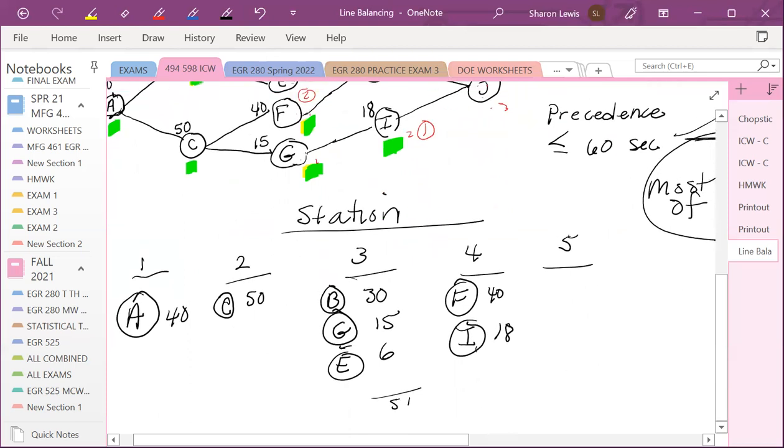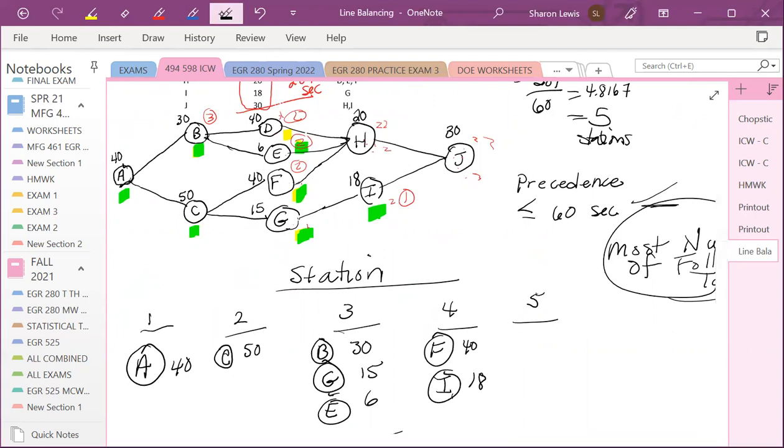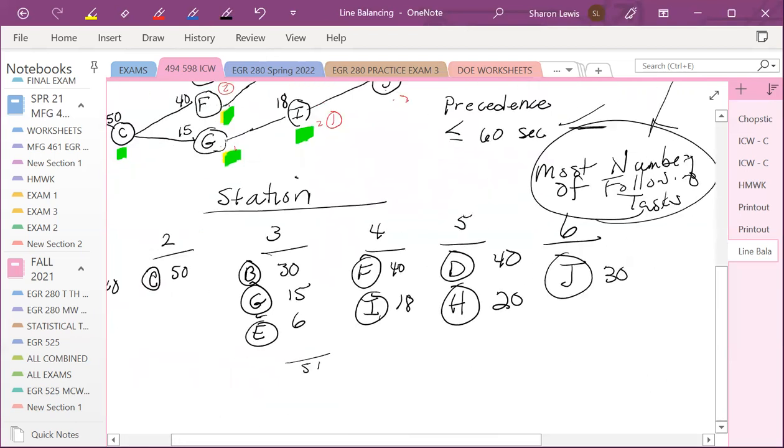Okay, now what do we have left? We have D left, and that is the only candidate. So most number of followers 2, but it's the only candidate. So D goes in and D is 40. So now we'll mark that one as in. So D's in. So the only candidate is H. So can H fit in there? And H can because it's 20. So that fits in. So we do need to have a 6th station for J, and that's 30. All right. So that's most number of followers.